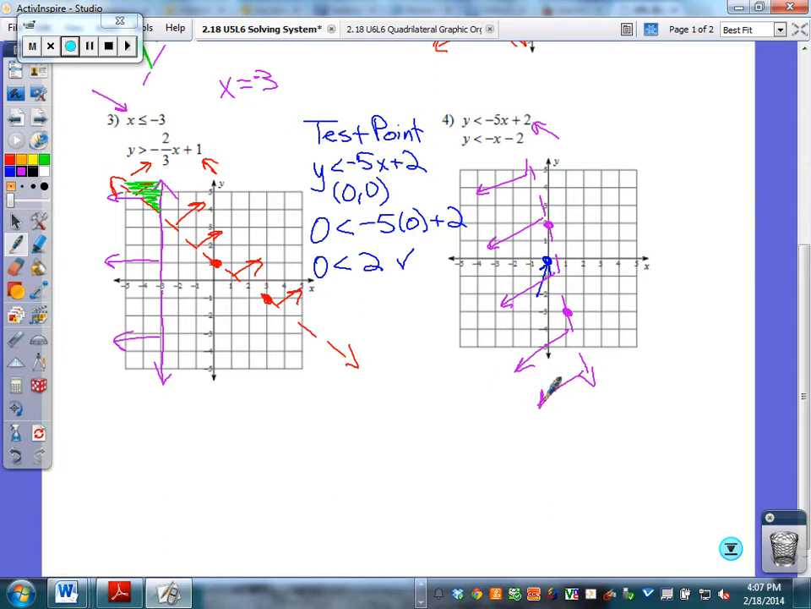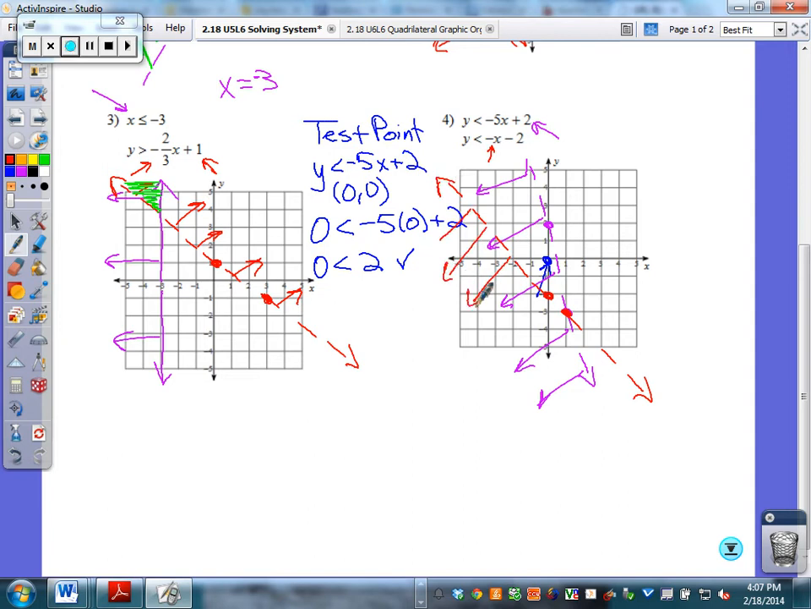Okay, let's try the next one. Next one, our y-intercept is negative 2. Our slope is negative 1, so we're going down 1 over 1. We have a dotted line because it is also strict. And because it is less than, we are shading below.